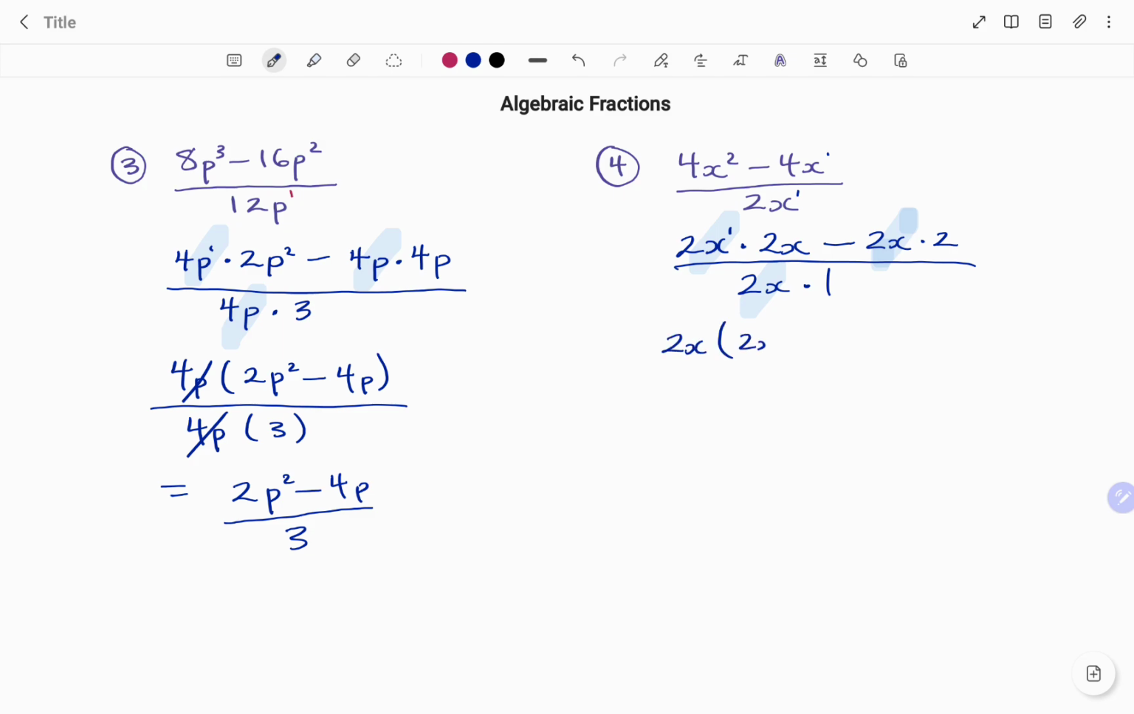I'm left with 2x minus 2 over 2x times 1. 2x divided by 2x, that's 1. So my final answer is 2x minus 2. I can ignore the 1 at the bottom because any number or variable divided by 1 remains the same.